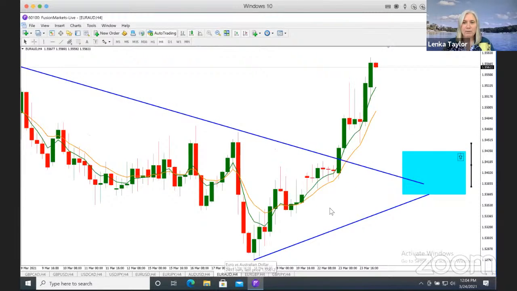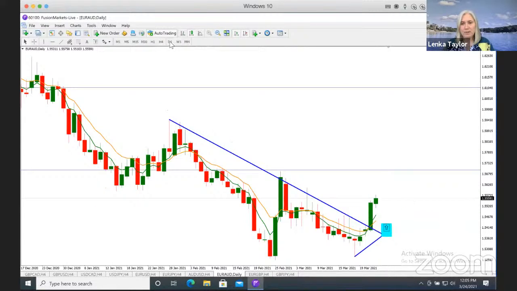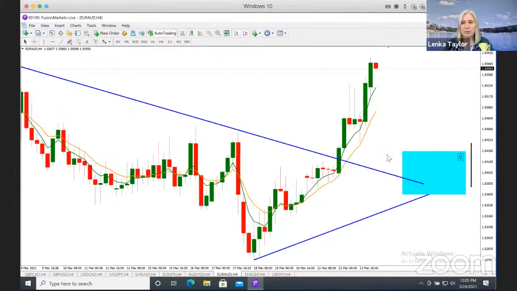Next chart I'm going to have a look at is EUR AUD. So EUR AUD was going down. Now it looks like it's going to reverse and potentially go up. So if the price comes back to this area here, then I would be looking for a long at that point. So let's see what happens with that one.